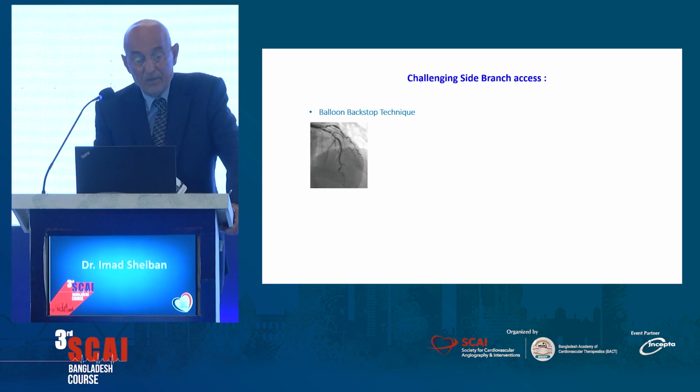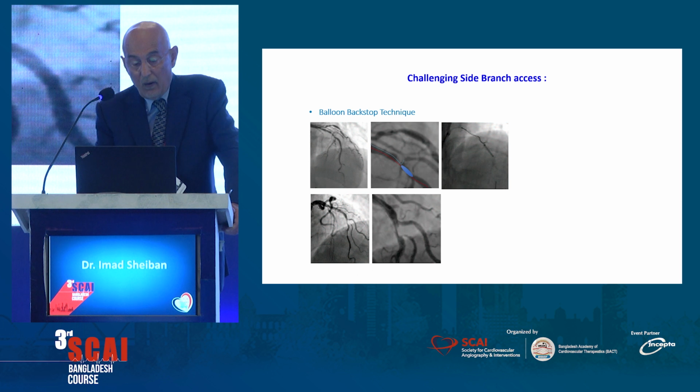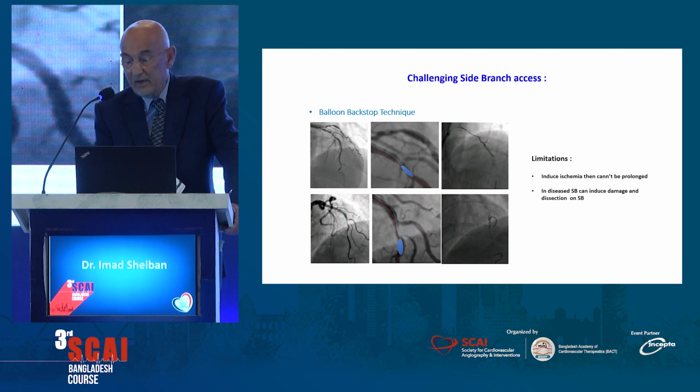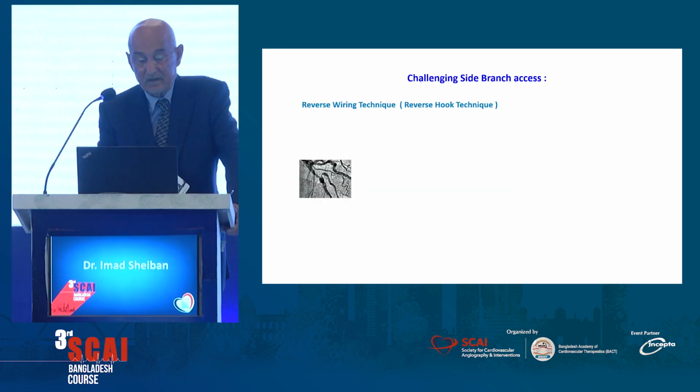Starting with the balloon backstop technique, inflating a balloon distally to the bifurcation, then going with the wire. The wire will be stopped by the inflated balloon. If it is curved adequately, then you can access the side branch even if it is challenging, like in this case.